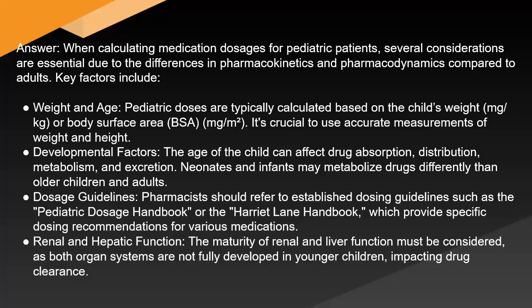Dosage guidelines. Pharmacists should refer to established dosing guidelines such as the Pediatric Dosage Handbook or the Harriet Lane Handbook, which provide specific dosing recommendations for various medications. Renal and hepatic function. The maturity of renal and liver function must be considered, as both organ systems are not fully developed in younger children, impacting drug clearance.